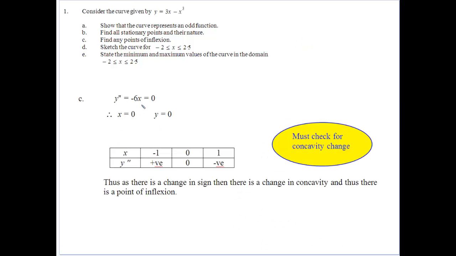Any points of inflection? Again, our second derivative was minus 6x. We set it equal to 0. When x is equal to 0, y would be equal to 0. We check for our concavity change. We check at minus 1, which we saw was positive, and at 1 we saw it was negative. So there is a change in concavity. The curve was concave up, then becomes 0, and then it's concave down. As there's a change in sign, there's a change in concavity, and we must have a point of inflection. Remember, we always have to test that.